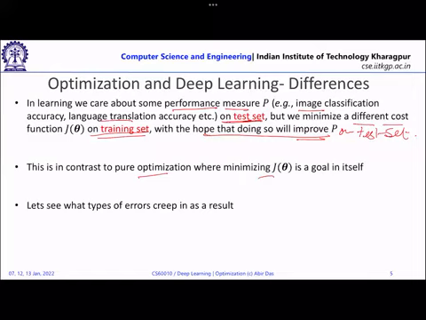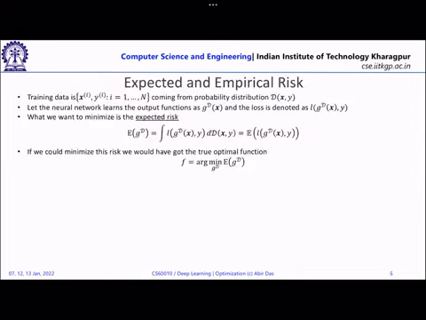Okay, so the next thing we will see is what types of errors creep in as a result. This is the major difference between optimization and deep learning. Due to this hope that it will do well on the test set, even though we are minimizing on the training set, there are some errors that creep in. We will discuss that next. But before that, if you have any questions on this brief part, please ask away.